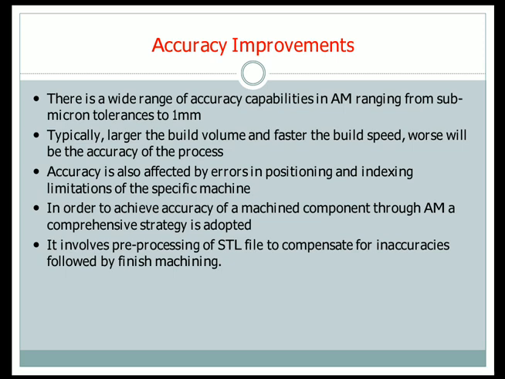In order to achieve accuracy of a component made through additive manufacturing, a comprehensive strategy has to be adopted. Otherwise we will not get good accuracy. It involves pre-processing of the STL file to compensate for inaccuracies, followed by finish machining. So the process involves compensating the STL file; that is, we need to make changes in the STL file itself.